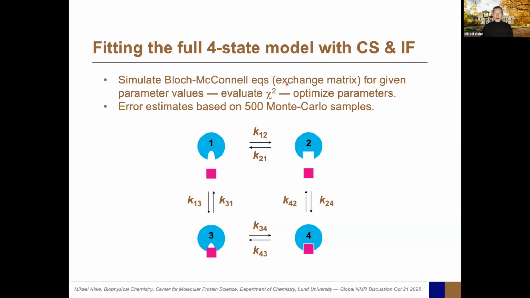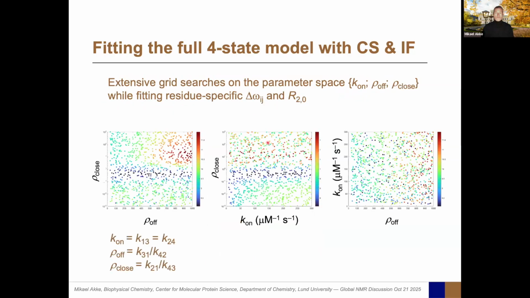All of this takes a long time, so fitting data takes several days on a Mac Pro computer, with multiple cores. But it actually converges, and I'll show you here that in order to do that, we first did extensive grid searches on the parameter space, that is the fitted parameters k on, rho off, and rho close, while fitting residue-specific chemical shift differences and the intrinsic relaxation rate. That's the limiting value at high refocusing frequencies of the CPMG train.